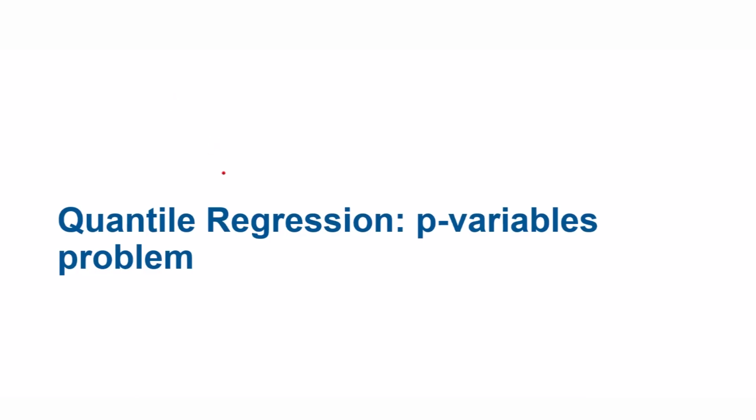In the previous video, we understood quantile regression with two variables, one independent, one dependent. Now let us understand it with the p independent variable problem.